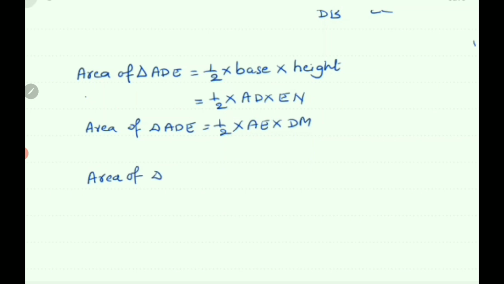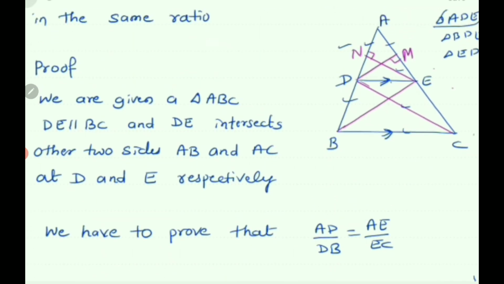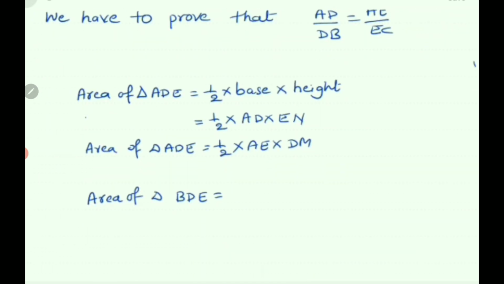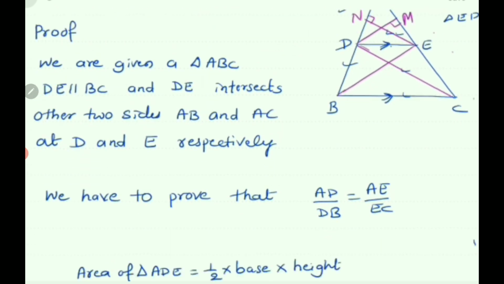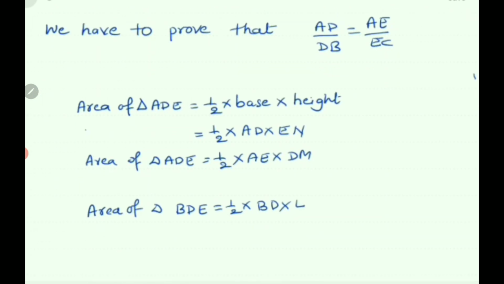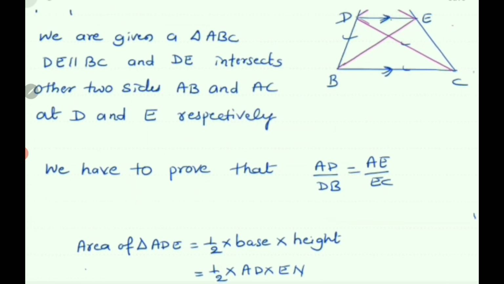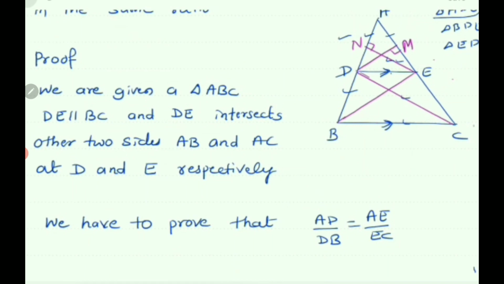Area of triangle BDE. Area of triangle BDE is, taking BD as the base, half into BD into the height, and this is the height, that is EN. So it becomes half into BD into EN. Next, take the area of the triangle EBC. Next, you take the area of the triangle DEC.